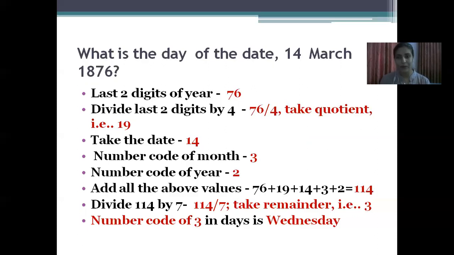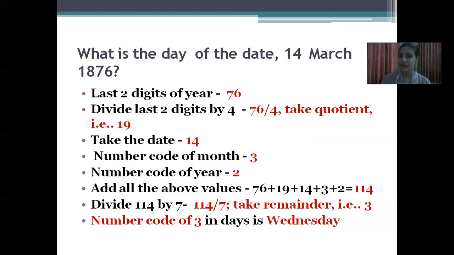Then the number code of the month. March, Jan, Feb and March: 0, 3, 3. So the number code of March is 3. Then the number code of the year. That is 1876, so the 18th number code in the year is 2. Then add all the above values. That is 76 plus 19 plus 14 plus 3 plus 2, and it gives you 114.